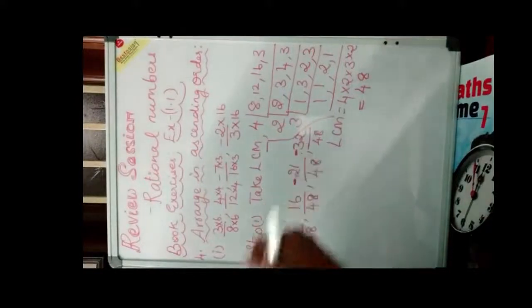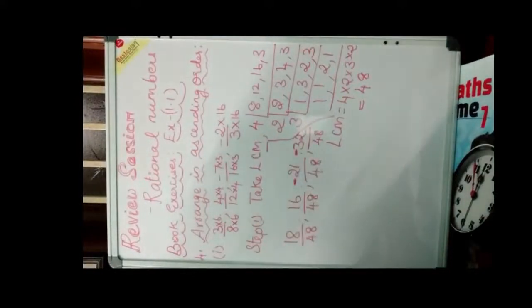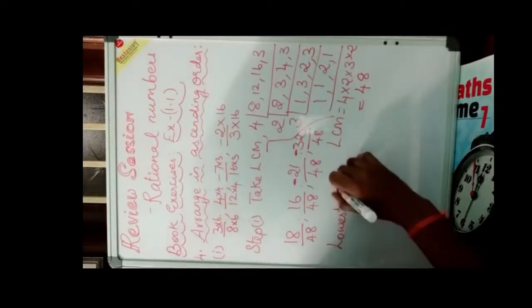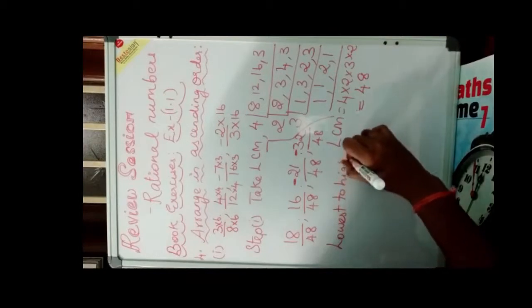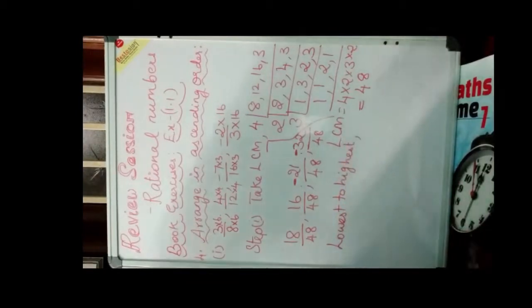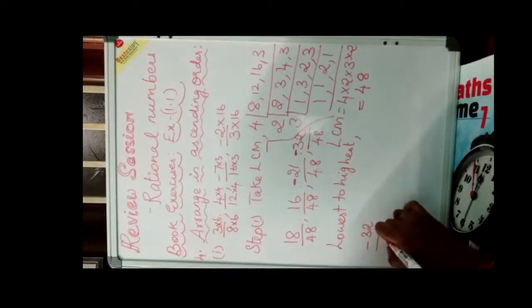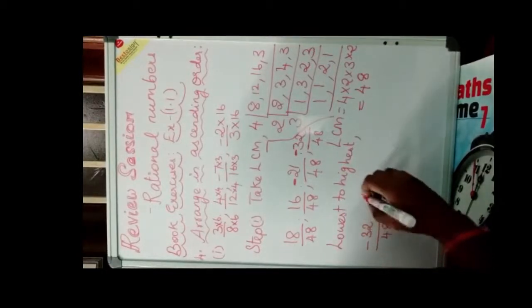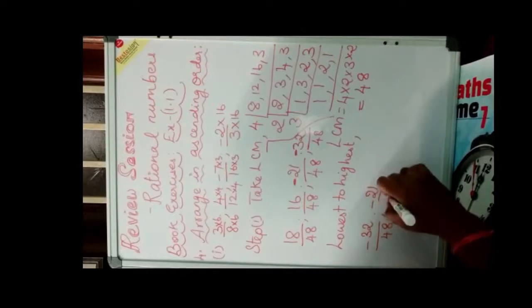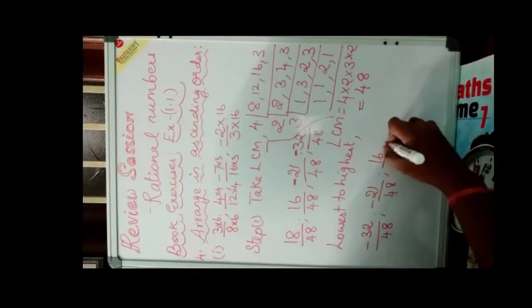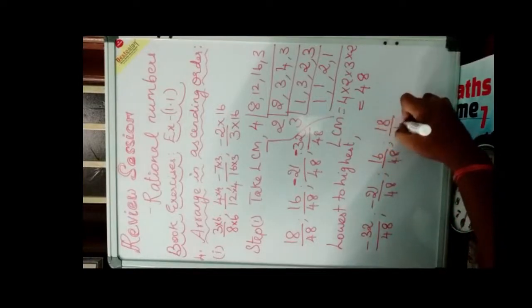So now it's very easy for us to convert to ascending order. So ascending order means lowest to highest. So that is ascending order. So the lowest, first one is the negative number, that is minus 32 by 48. Next one is minus 21 by 48. And next is 16 by 48. And the last is 18 by 48.